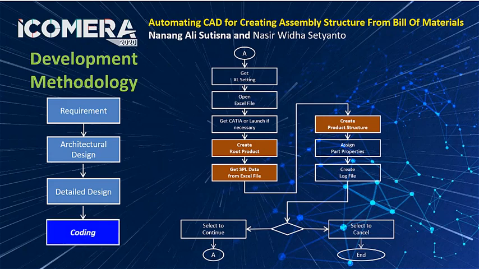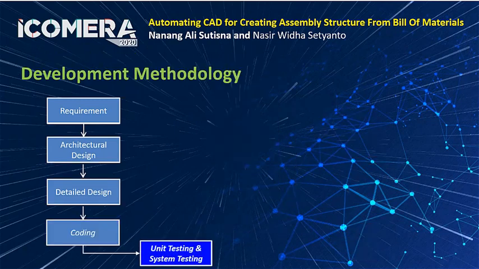The next step is coding. It starts with reading the Excel setting inside the customized file. Then open the Excel file. Then run CATIA to create the root product and get SPL data from the Excel file. Then create the product structure and assign part properties such as part number, part name, etc. And finally create a log file.